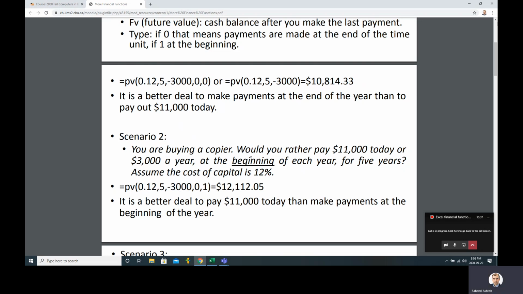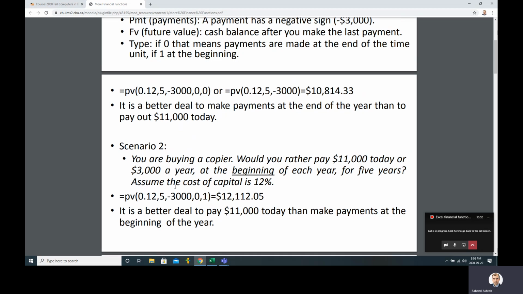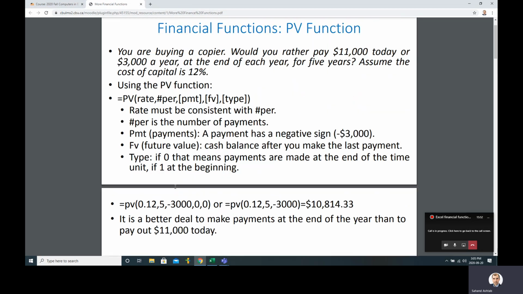So what would change here? We still have 12%. That has not changed, which is the annual rate. We are making 5 payments. Then we have 3,000, which is the payment for each year. Now, look at the 5 arguments we have here.